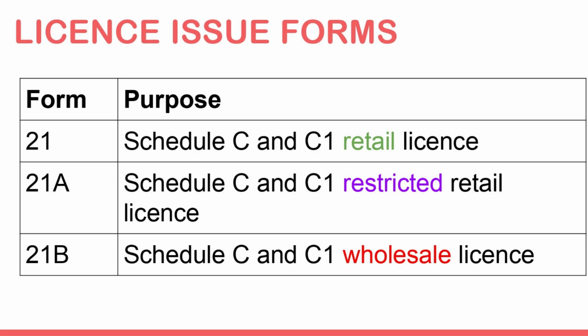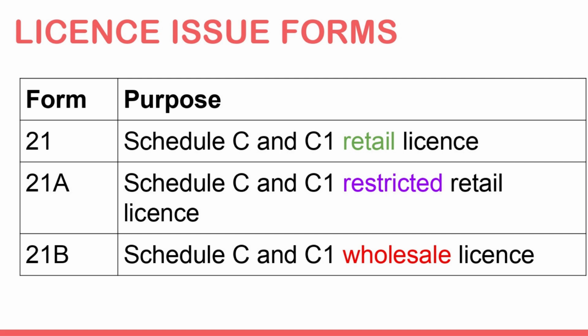21 is the form to obtain a license for retail sale of Schedule C and C1 drugs. 21A is for obtaining a license for the restricted retail of Schedule C and C1 drugs. Again, you can correlate the letter A with the restricted license. Hope you remember the word air.